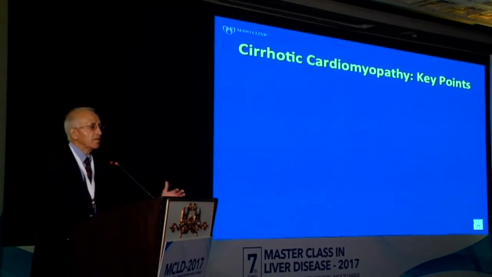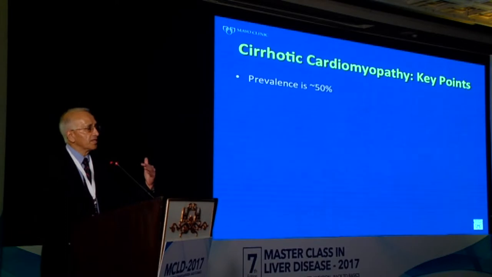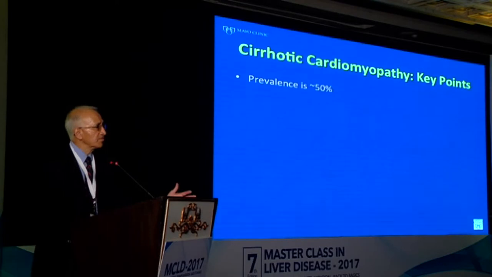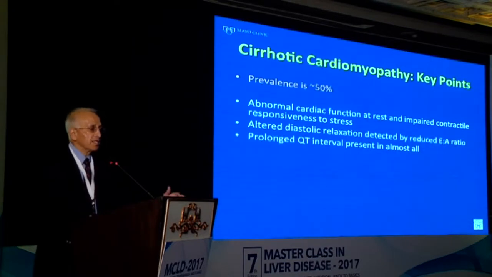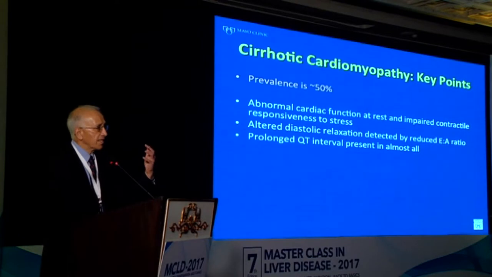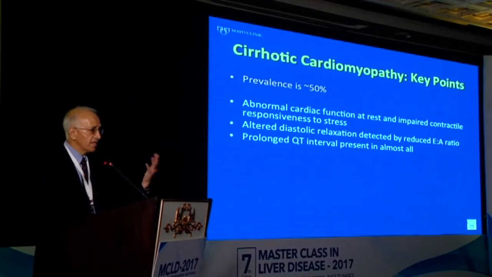So cirrhotic cardiomyopathy, these are the key points, and we'll discuss each of these in a little more detail. If you look very carefully in patients with advanced liver disease, certainly more than 50% of them will have some cardiac manifestation. This would be manifest either as abnormal cardiac function at rest or impaired contractile response to stress. There's altered diastolic relaxation, and this is detected by the E/A ratio. E is early filling, and A is the filling of the ventricle with atrial contraction. Normally, E is more than A, and we'll talk about that.